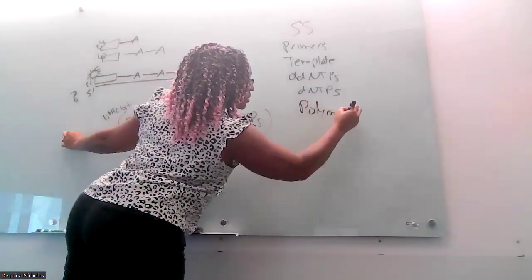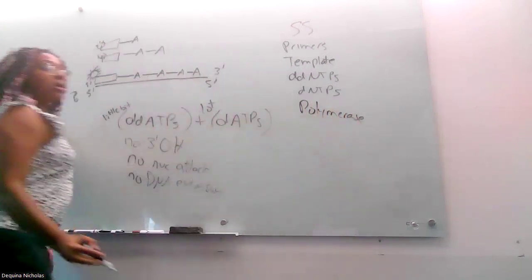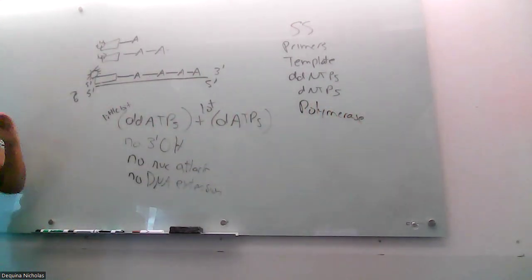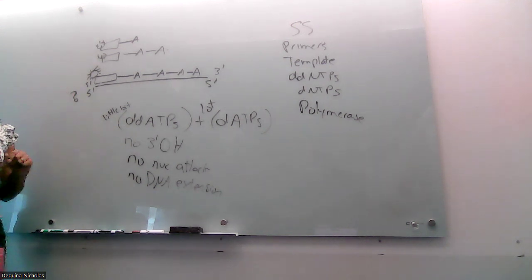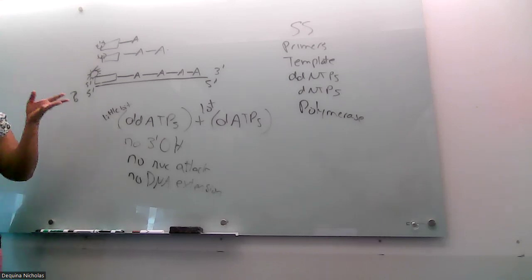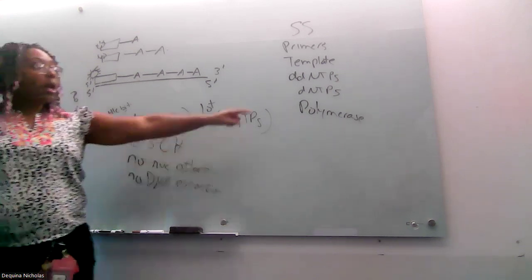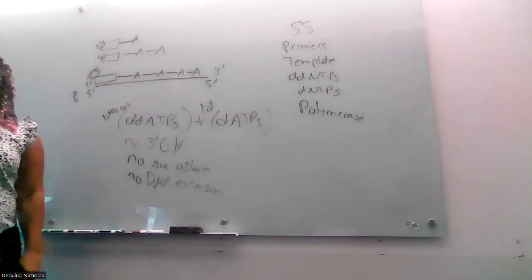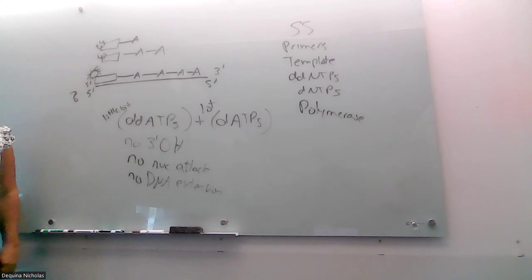Okay, so we actually talked about this in class. Do we need ligase for Sanger sequencing? No, because there's nothing we actually need to ligate together. So you don't need ligase. So basically think of the things that you need for PCR, but you've got to add in ddNTPs. And you know what you need.